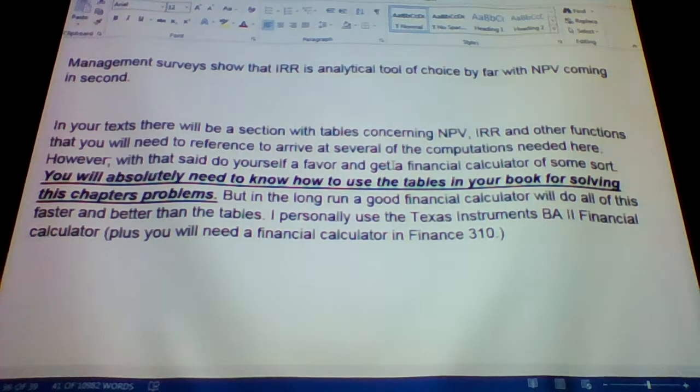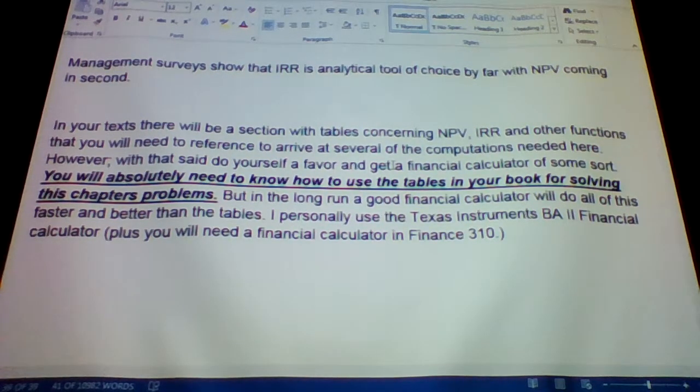In your texts, this is just me as a tutor talking to you just as a student. In your text, there will be a section with tables concerning net present value, IRR, and other functions that you will need to reference to arrive at several of the computations needed here in your homework or elsewhere.